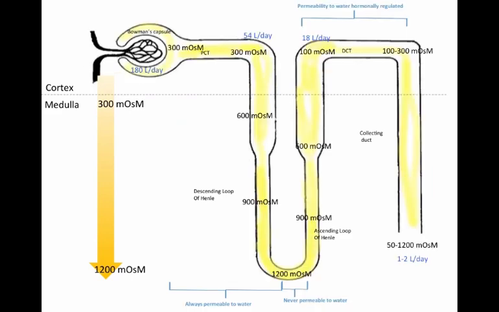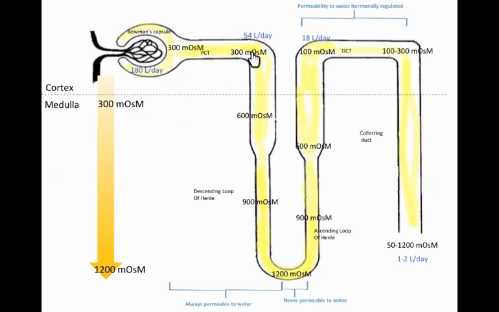The next thing that I've added on here is the volume of filtrate at each region of the nephron and what the osmolarity of that filtrate is. So when we filter in the Bowman's capsule, as you already know, 100 liters a day enters that Bowman's capsule, and the osmolarity is about 300 milliosmolar of that filtrate. So basically very similar to the surrounding fluid.